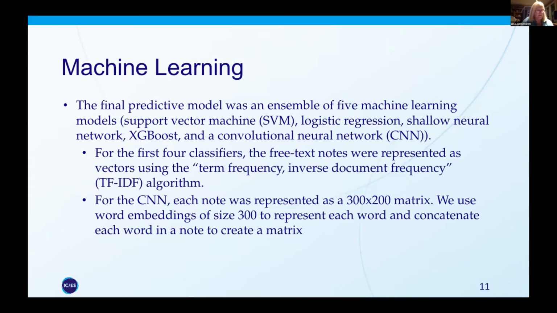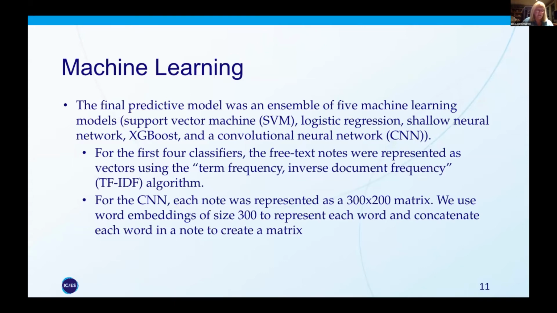So the final predictive model was actually an ensemble of 5 machine learning models, which were the support vector machine, logistic regression, shallow neural network, XGBoost, and convolutional neural network. The referral notes were all pre-processed, so all text was converted into lowercase, and any non-alphanumeric characters were removed, like punctuation and numbers. For the first 4 classifiers, the free text notes were represented as vectors using the term frequency inverse document frequency algorithm, which is a statistic that reflects not only how frequently a word appears in a note, but also takes into account how often words occur across all other notes to adjust for words that occur frequently in all the documents.